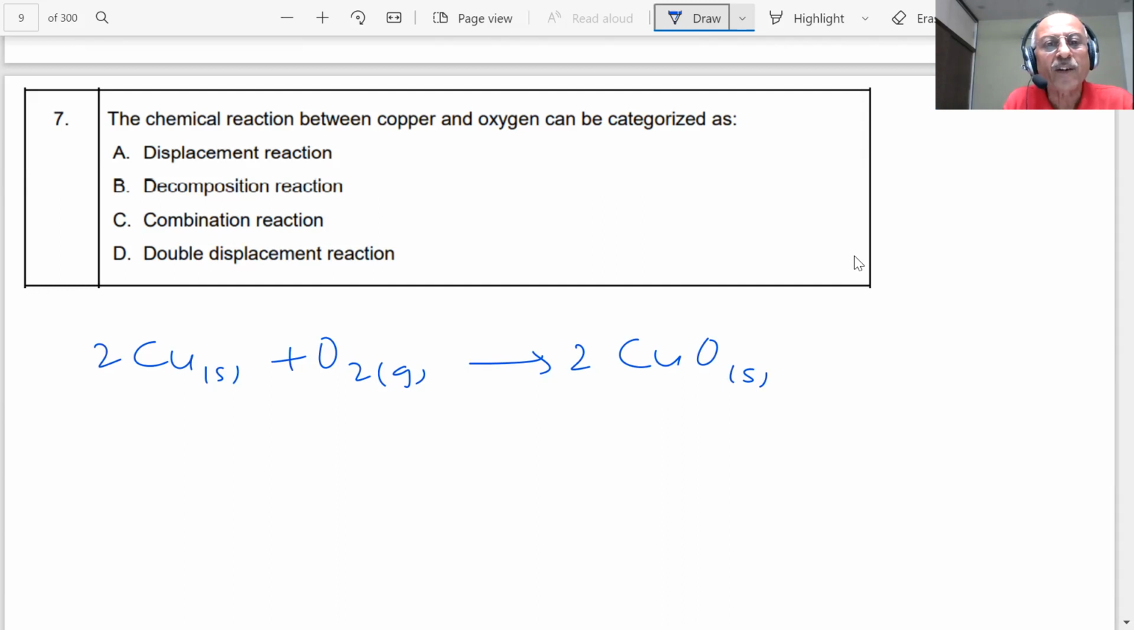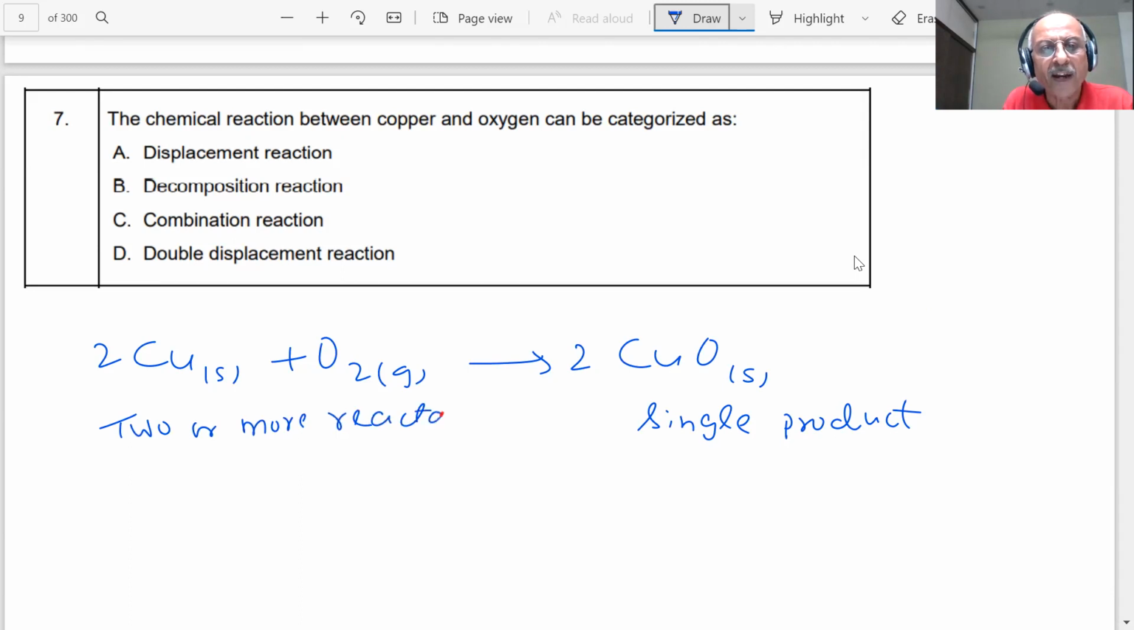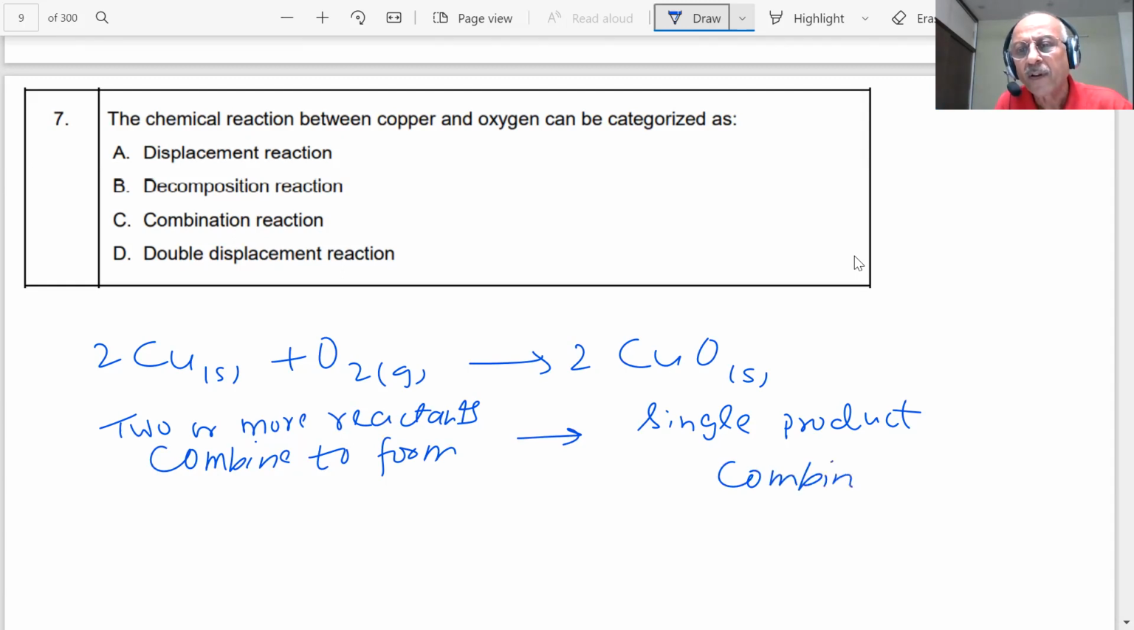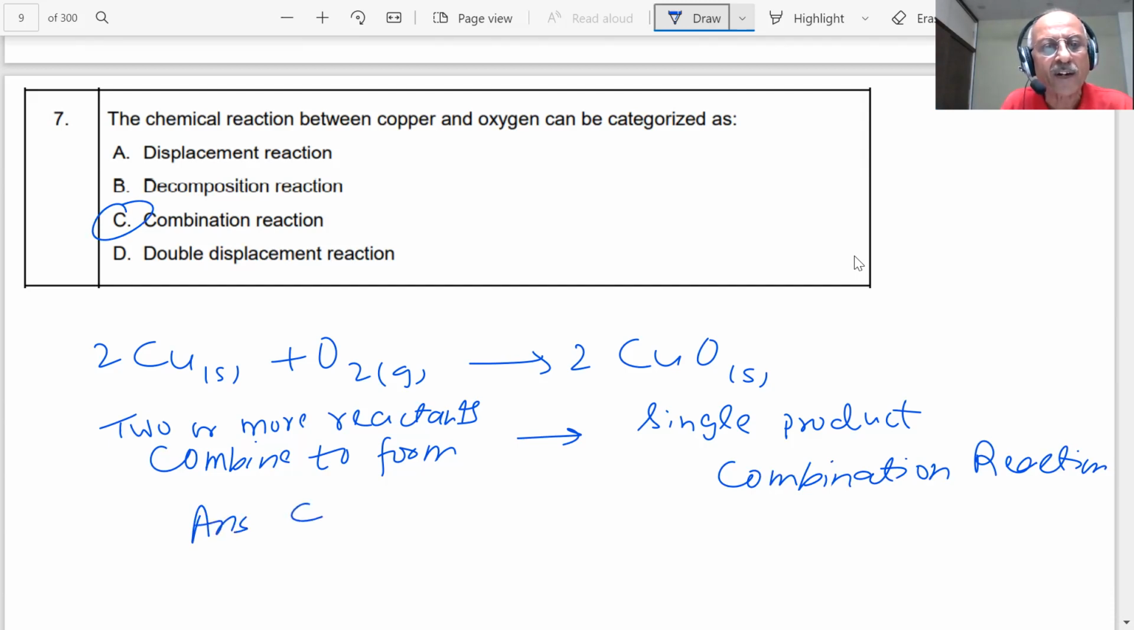Here you can see that there are two reactants, they are combining to form one single product. And when two or more reactants combine to form a single product, that is known as combination reaction. That must be a combination reaction. So let us see the choices, student. Displacement, no. Decomposition, combination, C is the correct answer. C is the correct answer here.